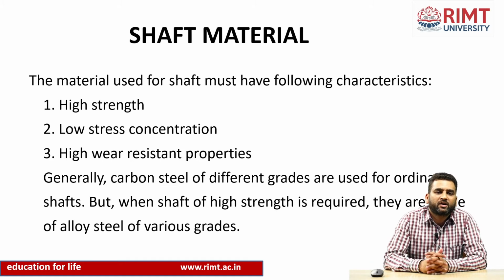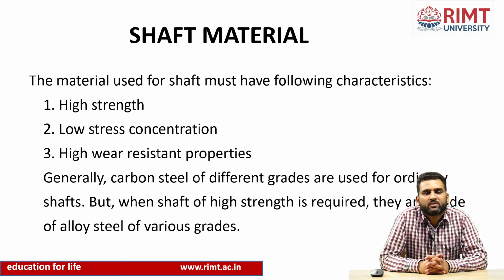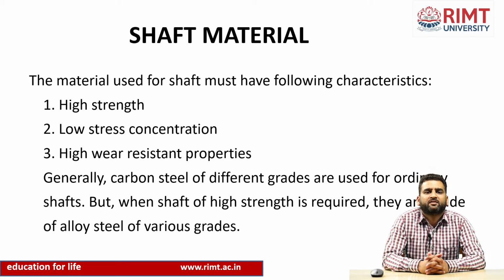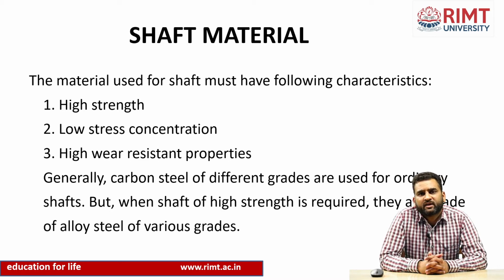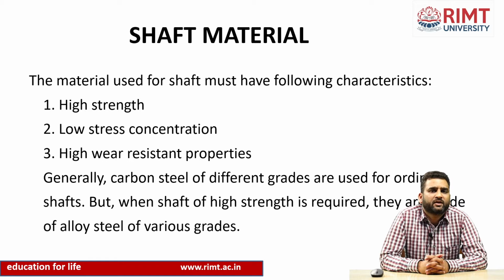Next is what are the various materials used for the shaft. See, the basic criteria while selecting a material for the shaft is that the shaft must have high strength, the shaft must have low stress concentration, and the shaft must have high wear resistance properties. So, based upon these main characteristics, we can select a particular material for the shaft.